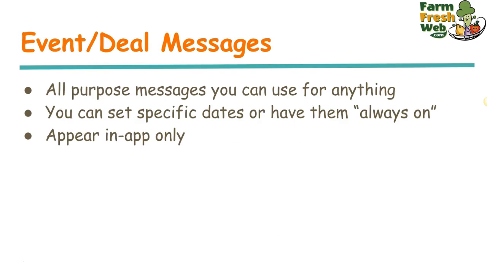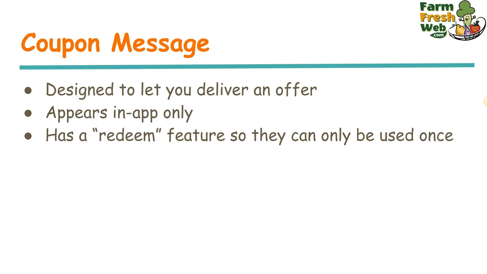Event deal messages. These are basically all-purpose messages that you can use for pretty much anything you want. You can call it an event, you can call it a deal, or you can set specific dates for the message or have them always on. So let's say, for example, you're announcing that you've got corn available. You could set the date for that to expire when you think you are running out of corn, just as an example. And those messages appear only in the app to the customer.